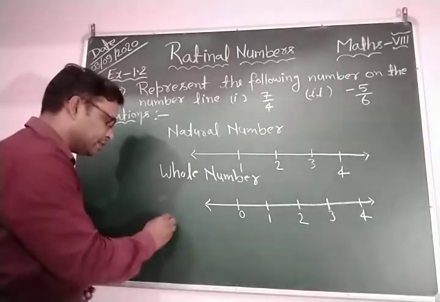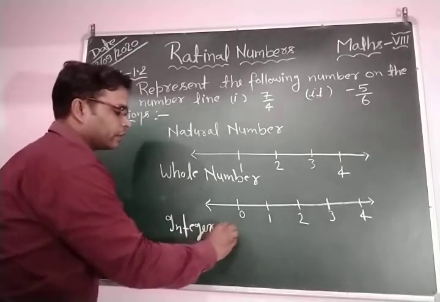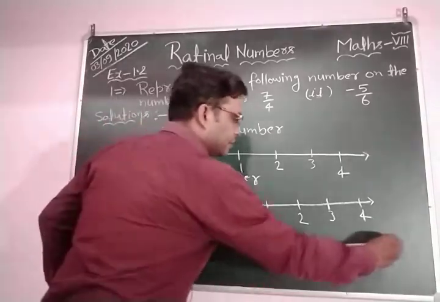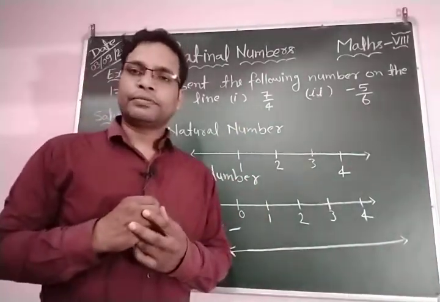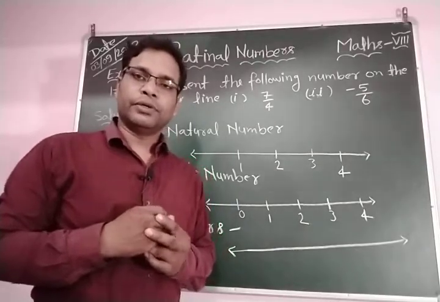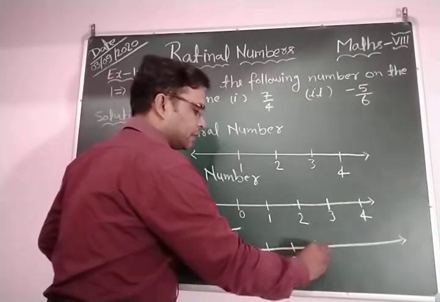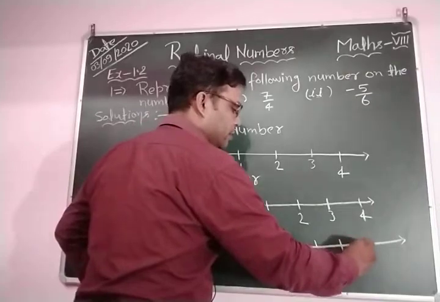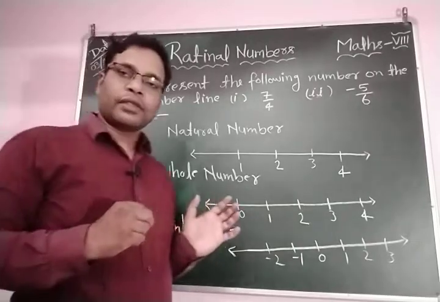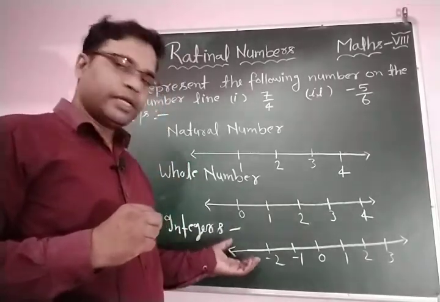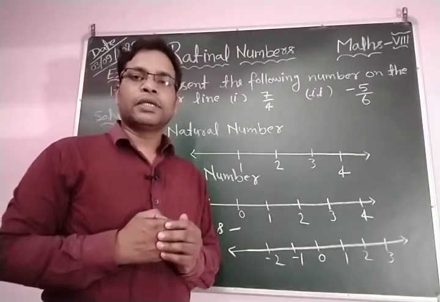Okay. Now we are going to represent integers on the number line. Integers, you know what an integer is? You can see this is a line. Integers include minus values, plus values, and 0. Suppose here we take minus 2, minus 1, 0, 1, 2, 3 and so on. We can represent integers on the number line. Now we are going to represent rational numbers on the number line.